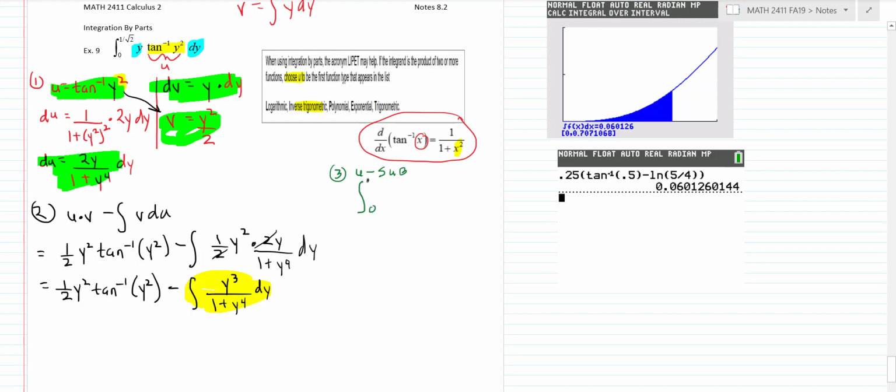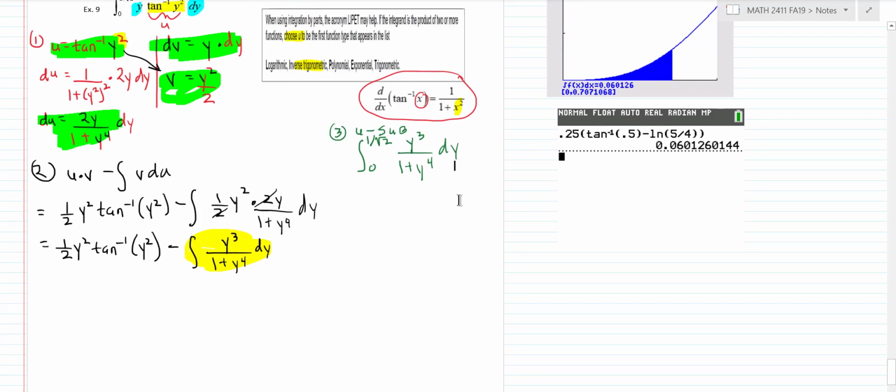Let's think about what the limits are going to be too. So 1 over square root of 2, and we're doing y cubed over 1 plus y to the fourth dy. We're going to do that by U substitution. It looks like you let u be the denominator, 1 plus y to the fourth. So du would be the derivative of that, which is 4y cubed dy.